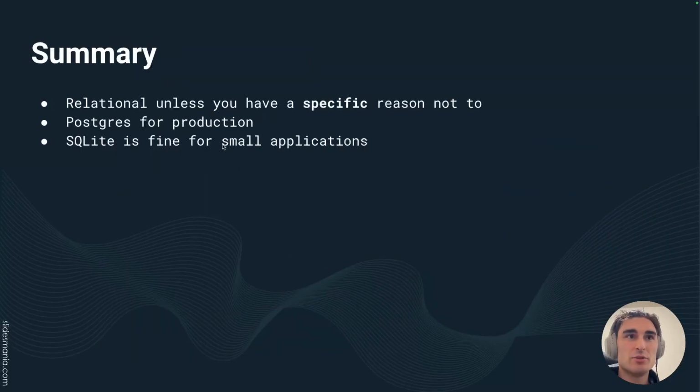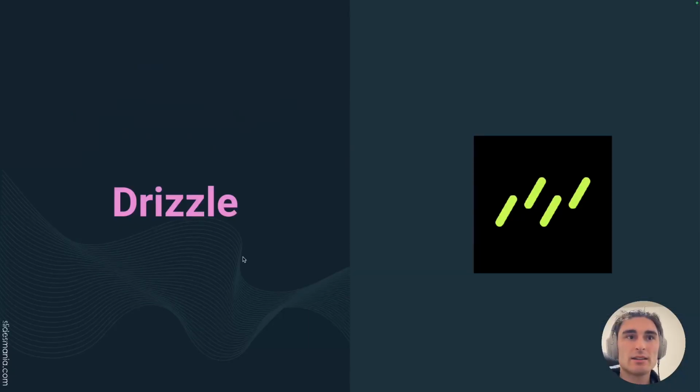So in summary, normally you want to use a relational database unless you have a very specific reason not to. We're going to recommend using Postgres for production databases. It just has a little bit more functionality and a little bit more flexibility than MySQL. And you can use SQLite for small applications or applications that are only going to have to run on a single instance or a single computer or a single server. And with that, let's start talking about how we're actually going to connect to our database and interact with it using Drizzle.